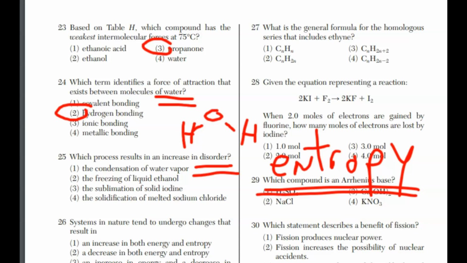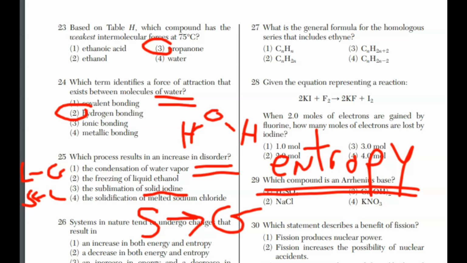Let's just go down the list. Condensation of water vapor. That means we're going from a gas to a liquid. That would be a decrease in disorder. Freezing of a liquid. That would be liquid to solid. That's, again, a decrease in disorder. Now, sublimation of solid iodine means we're going to be going from a solid directly to a gas. That is definitely an increase in disorder, which makes our answer choice 3. And just going over choice 4, solidification of melted sodium chloride, again, means liquid to solid. So once again, for 25, the answer is choice 3.